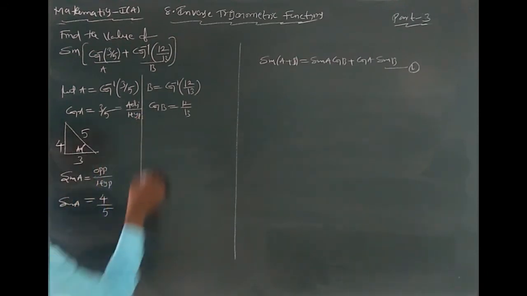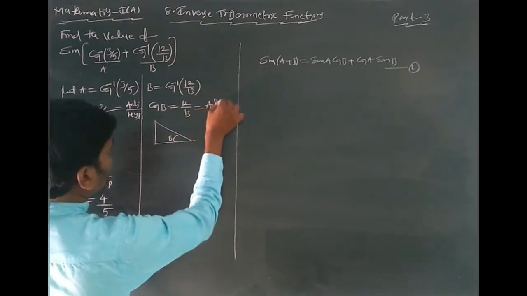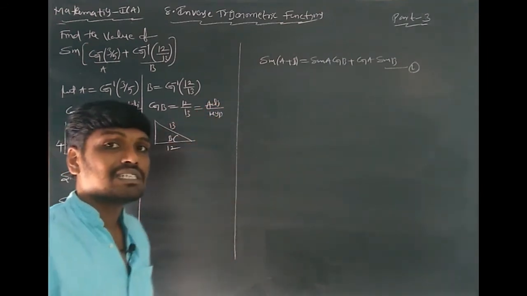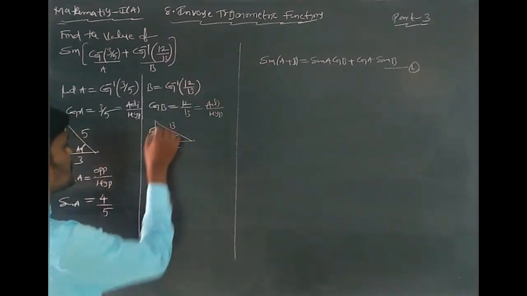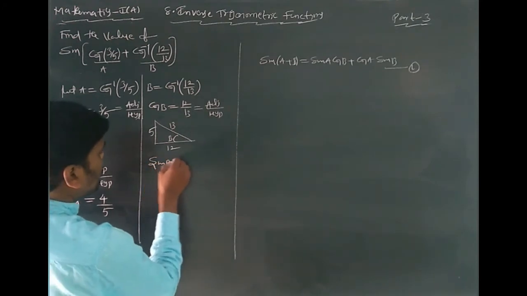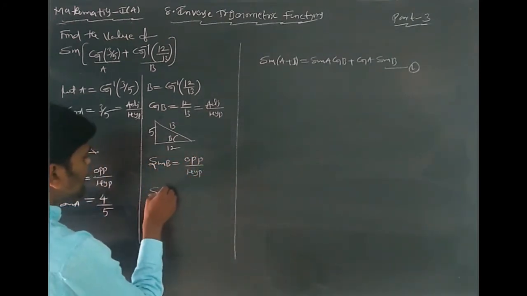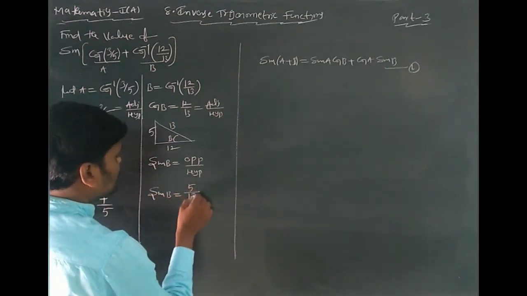Sine A completed. Similarly, this is right angle B. This is adjacent by hypotenuse. 13 squared is 169 minus 12 squared 144, you get 25. 25 square root is 5. That's why you can write sine B equal to, once again, opposite by hypotenuse. What is the value of opposite? Opposite value is 5 by hypotenuse value is 13.